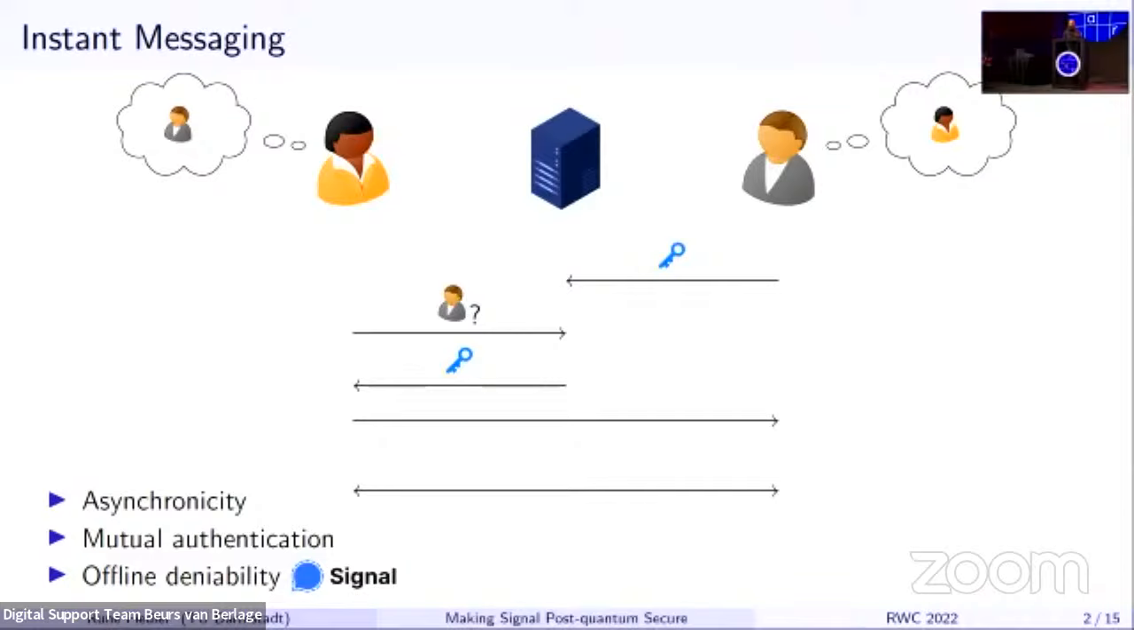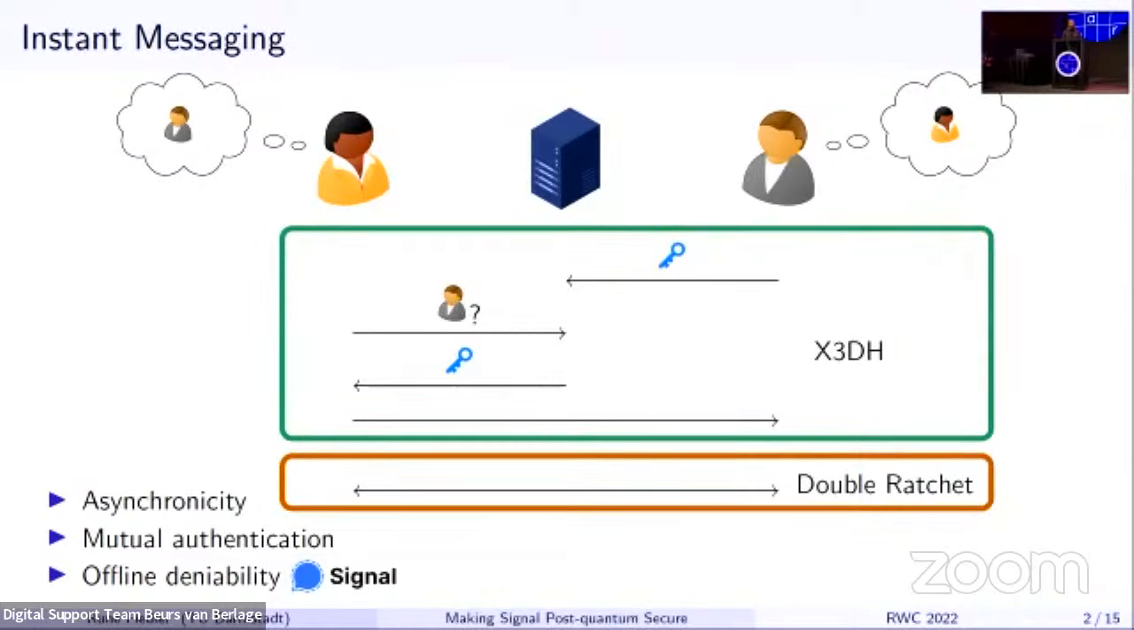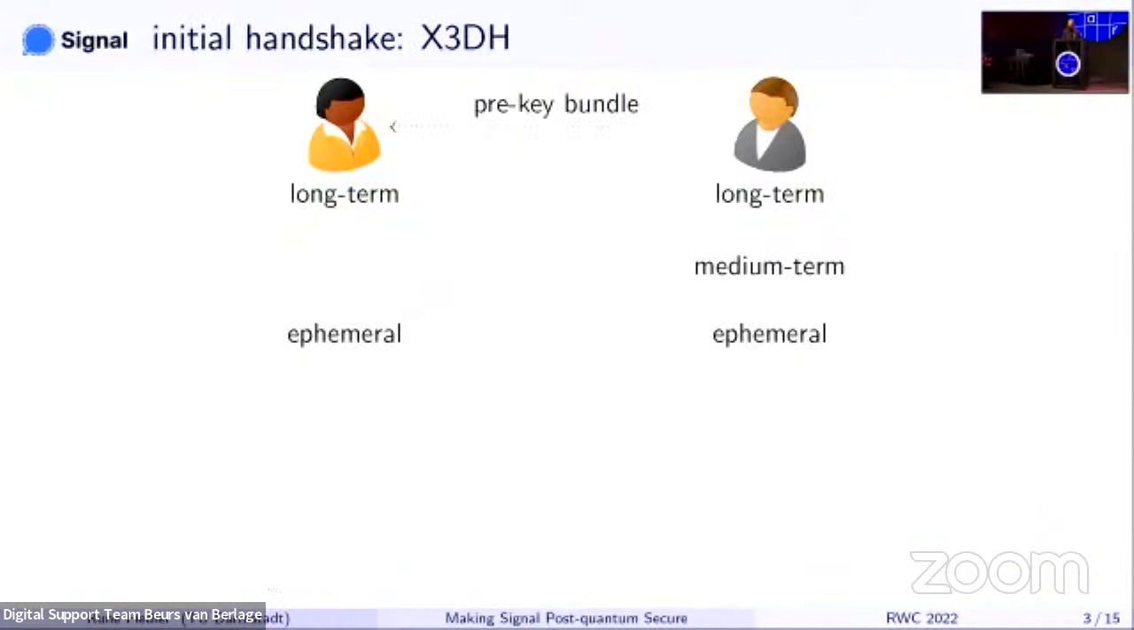And this message flow is actually split into two protocols. The first one is the initial handshake protocol, extended triple Diffie-Hellman, or X3DH for short. And afterwards comes the double ratchet protocol, which is used to keep getting new keys to encrypt your messages. And let's get into the details of the initial handshake protocol, X3DH.